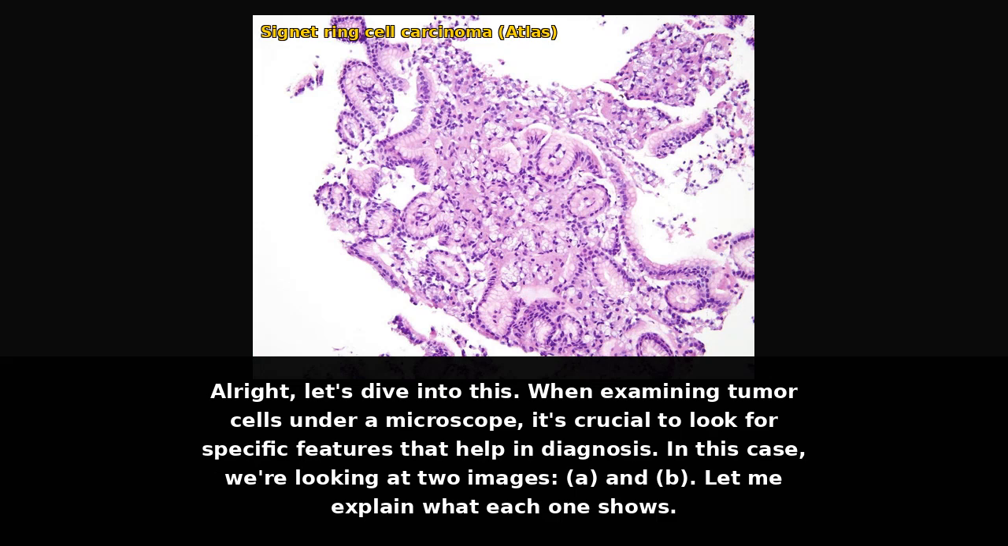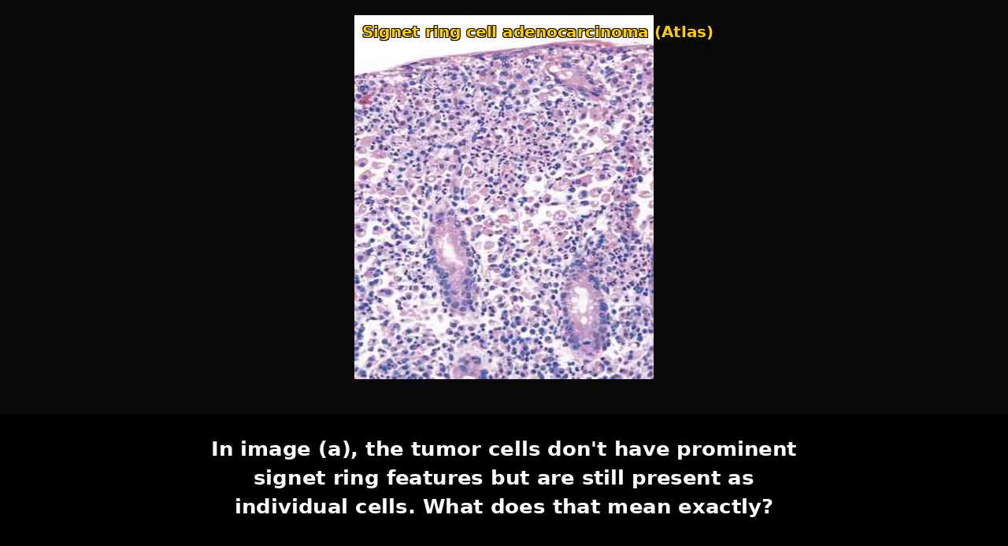When examining tumor cells under a microscope, it's crucial to look for specific features that help in diagnosis. In this case, we're looking at two images, and let me explain what each one shows. In image A, the tumor cells don't have prominent signet ring features, but are still present as individual cells. What does that mean exactly?